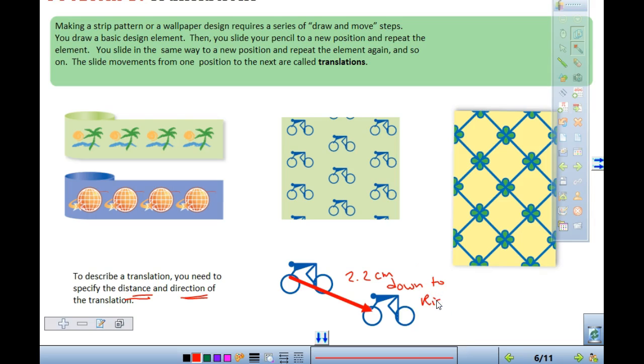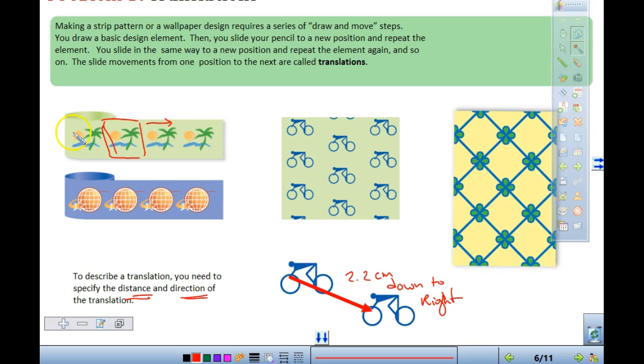So we're telling it the distance, how many centimeters, and we're telling it the direction, down to the right. If you think of this picture of this scene where you have just this one scene, this is moving to the right, right?